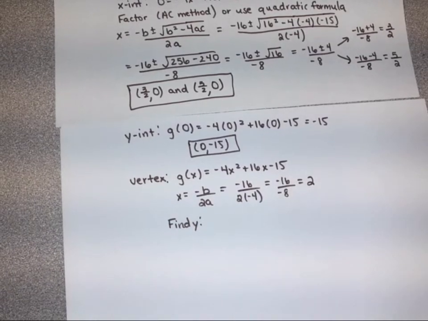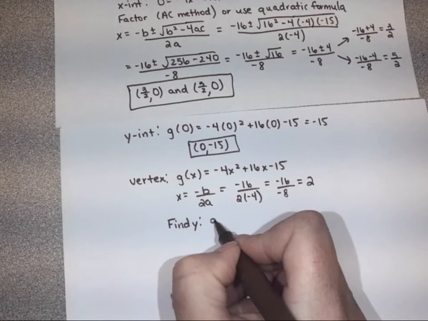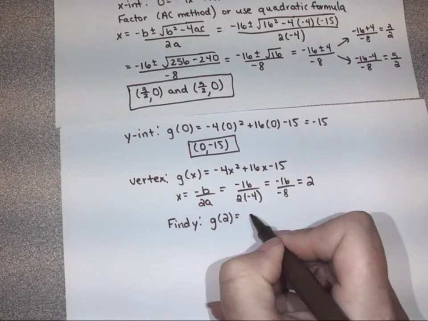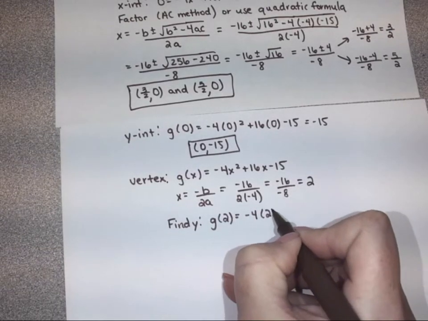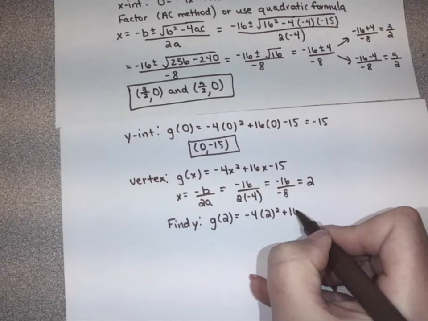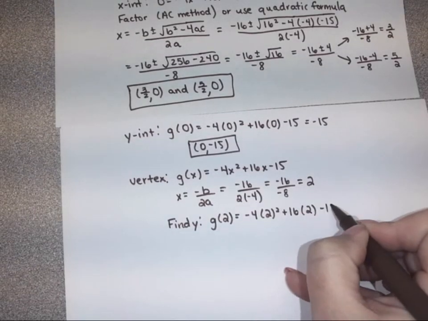And you always find the y by just plugging in the x. So let's figure out what g of 2 is. So it's negative 4 times 2 squared plus 16 times 2 minus 15.